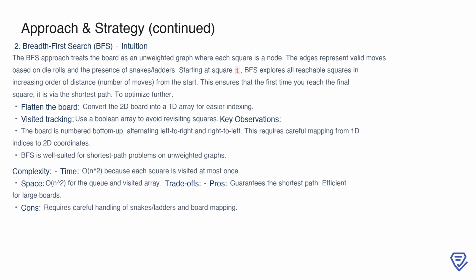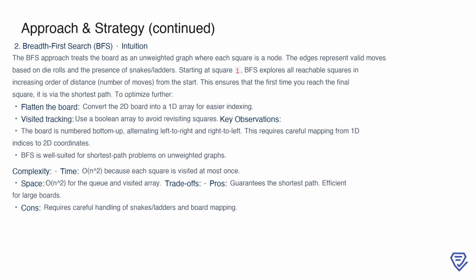Now, a more efficient approach involves using breadth-first search, or BFS. Here, we treat the board as an unweighted graph where each square acts as a node, and the edges represent valid moves, whether those moves are determined by a die roll or by snakes and ladders redirecting the path. Starting at square 1, BFS explores all possible squares in order of increasing distance, or the number of moves, from the start. This guarantees that when you first reach the final square, it's through the shortest possible path.